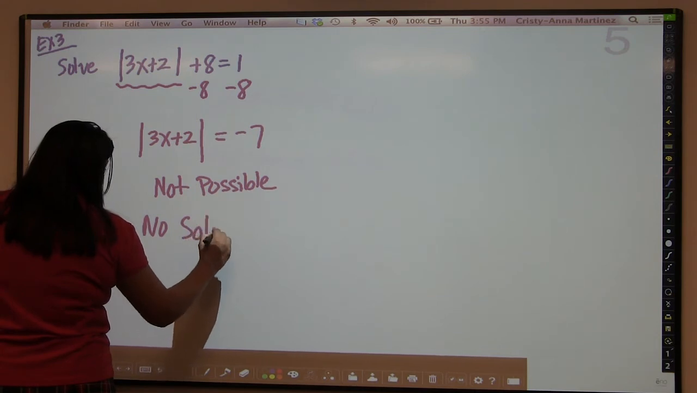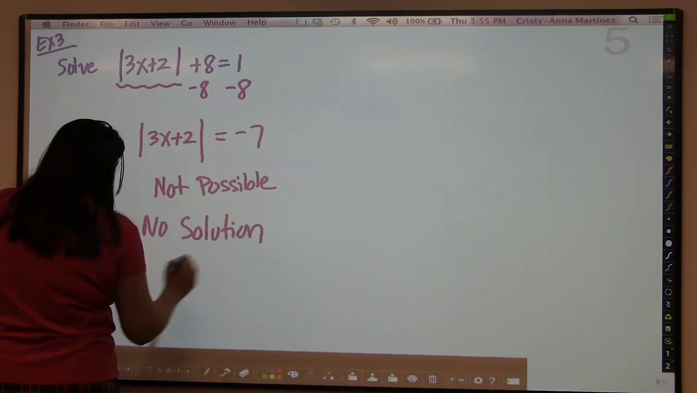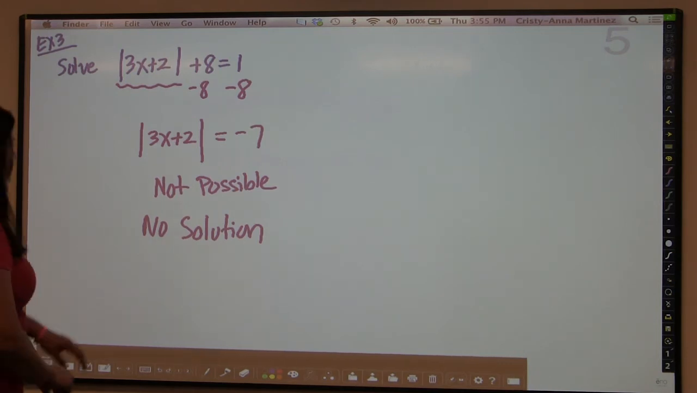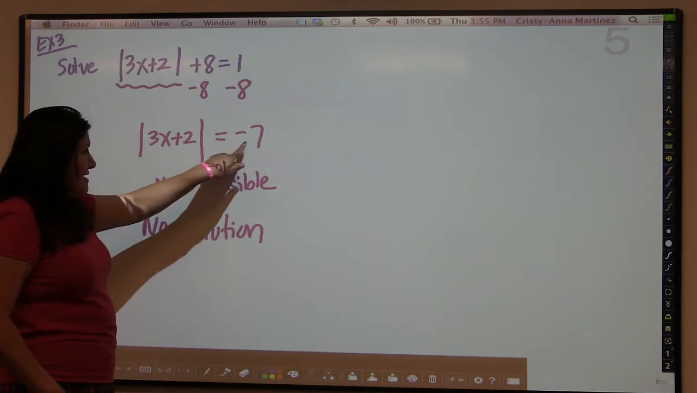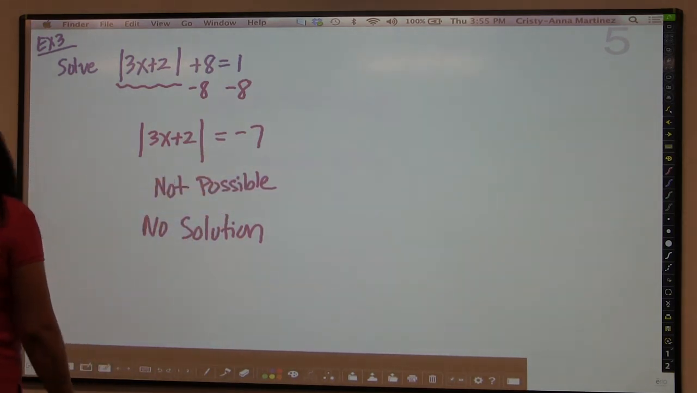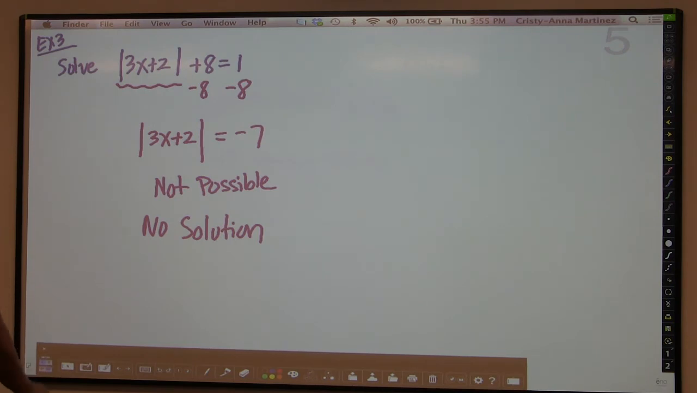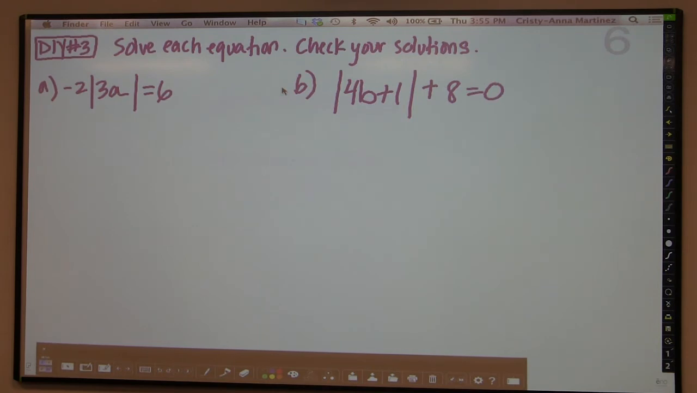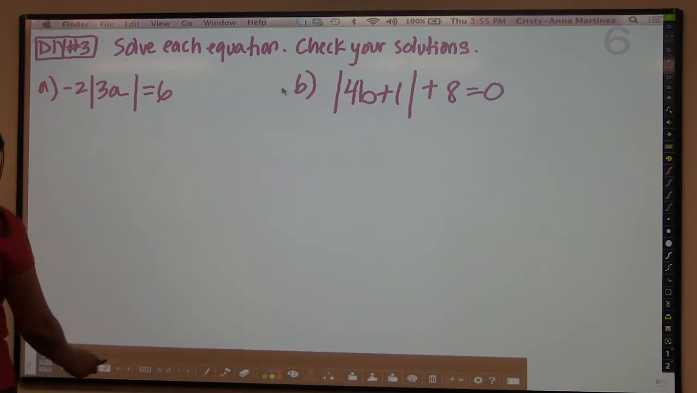So I just want to have you guys be aware that that can happen. So make sure that you're being very careful, and that if ever you have the absolute value of something equals a negative value, this is never true, never possible. So the answer then for that problem would be no solution. So now we are going to ask you to do these two. And again, just be careful that if the absolute value equals a negative number, then there's no solution.